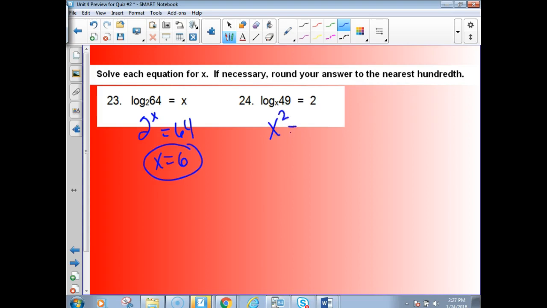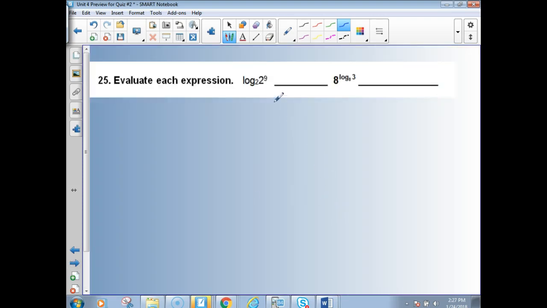X squared is 49. You rewrite it exponentially. Take the square root, x is 7. I omitted the -7 because you can't have a base that's negative. Questions there? Enough? All right. Evaluate. Oh, 9, 3.